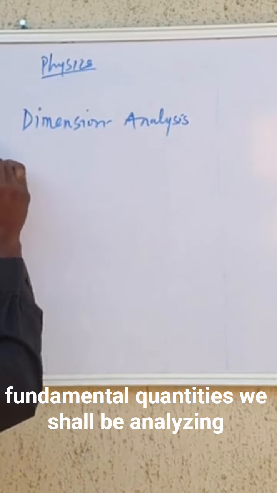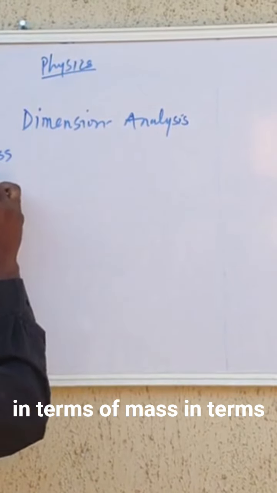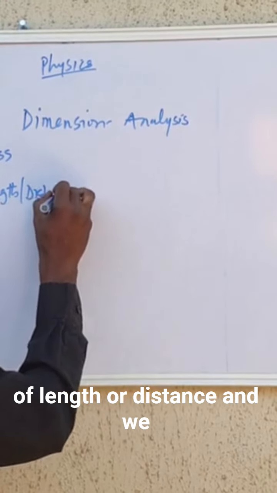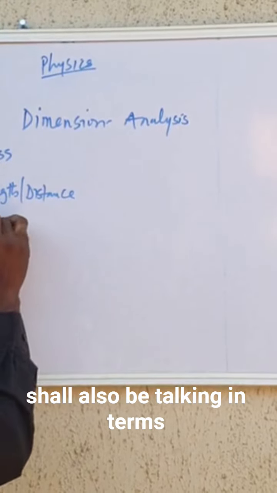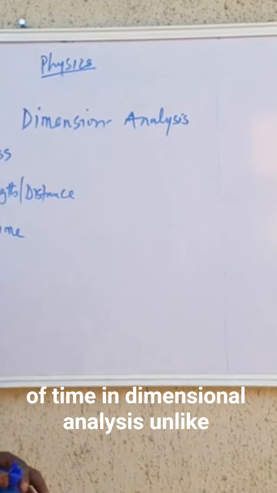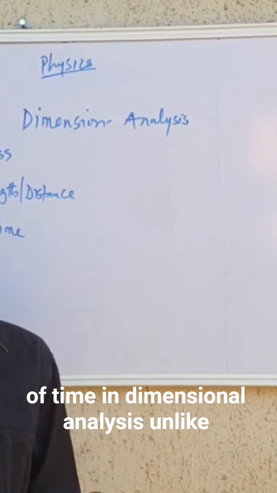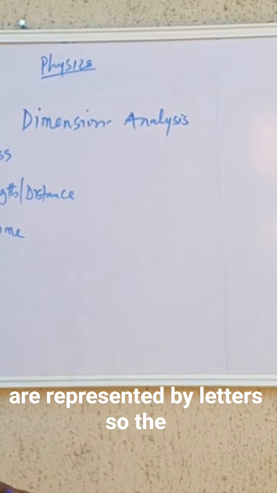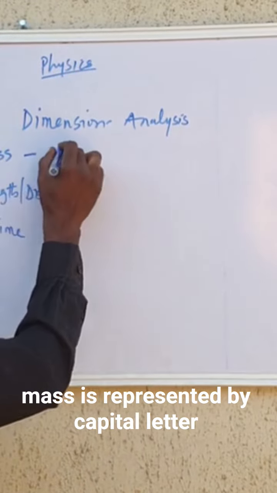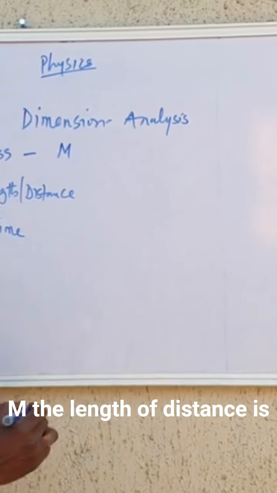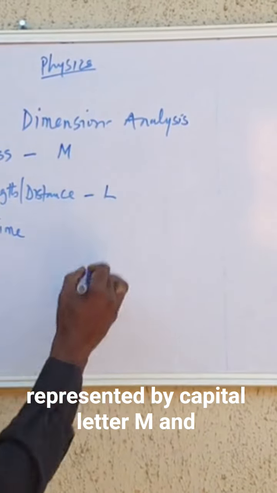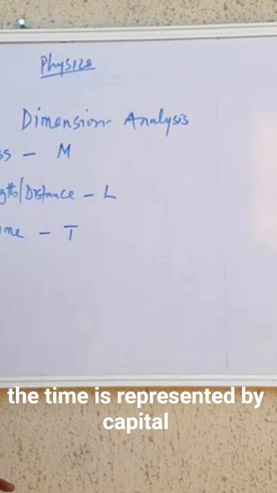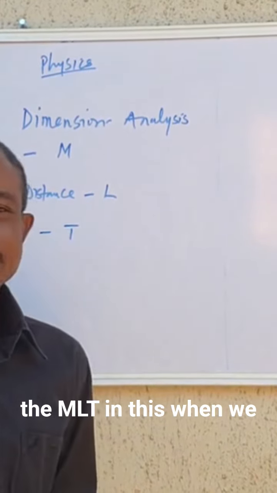We shall be analyzing in terms of mass, in terms of length or distance, and we shall also be talking in terms of time. In dimension analysis, unlike in units of physical quantities, they are represented by letters. So the mass is represented by capital letter M, the length or distance is represented by capital letter L, and the time is represented by capital letter T. So we talk about the MLT.